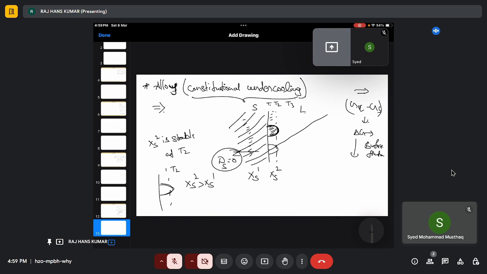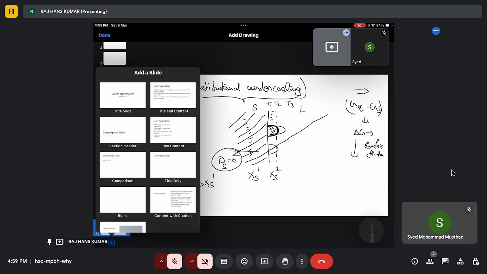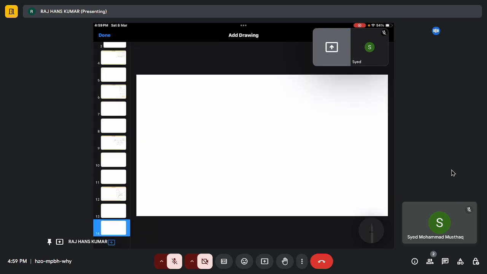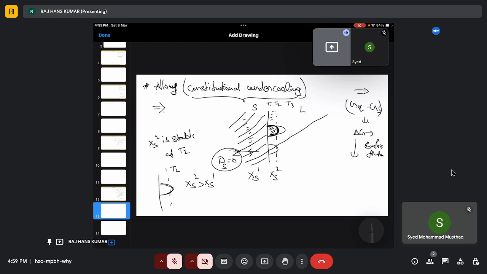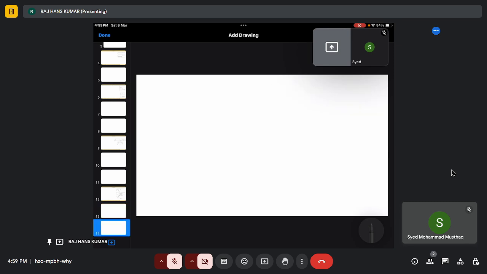Now, suppose if it tries to grow, so again it will have an existence. Again, will it be stable? So for that we have to draw our the first one. We have the thermal gradient inside the liquid. The next one is the equilibrium temperature of the solid. Right.